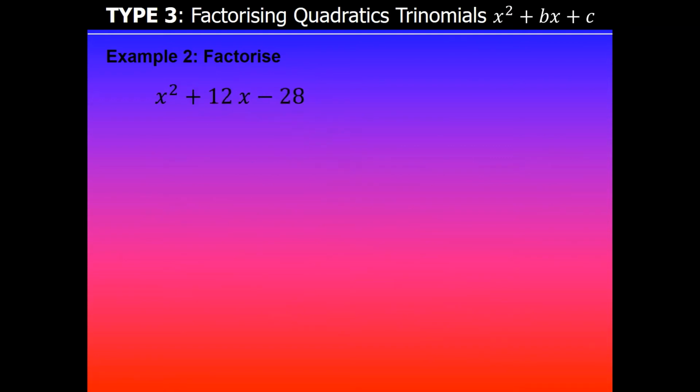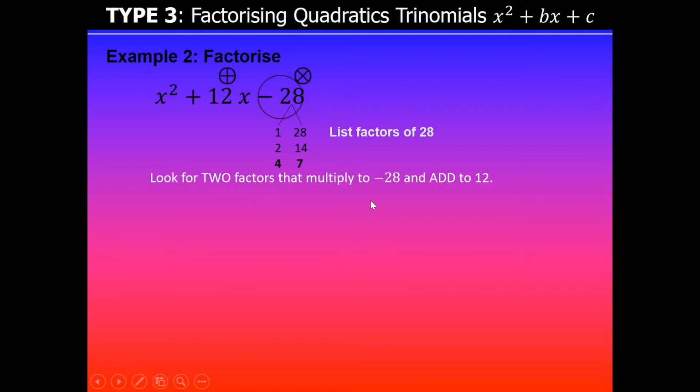Factorize x squared plus 12x minus 28. So we'll stick to the procedure. Find the factors of 28. In this case, we've got 1 and 28, 2 times 14 is also 28, and 7 times 4 is also 28. So we're looking for two factors that multiply to negative 28 and add to the middle term, positive 12. In this case, 2 and 14 look promising, but they do not multiply to negative 28, because 2 times 14 is positive 28.